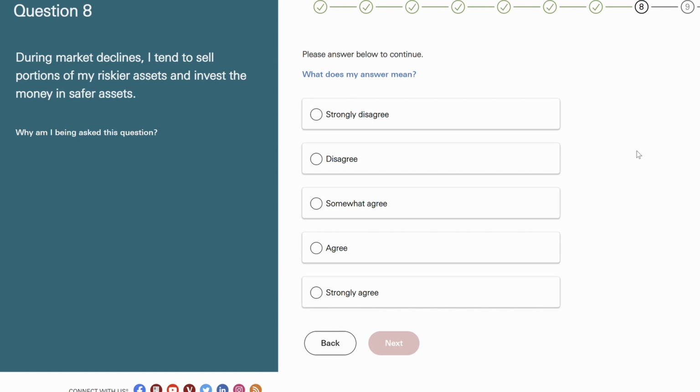No, we do not do that. That is probably a bad idea because that means you're trying to time the market. So we strongly disagree with this statement.